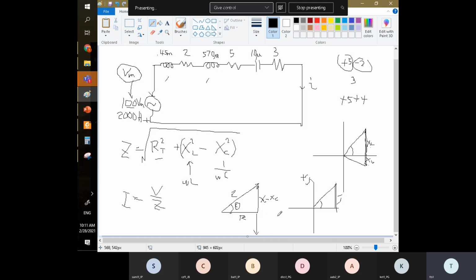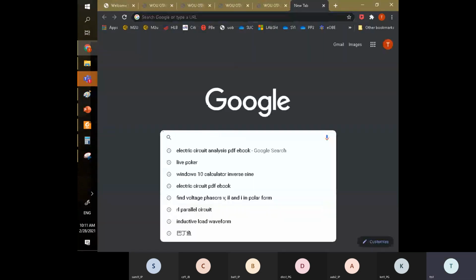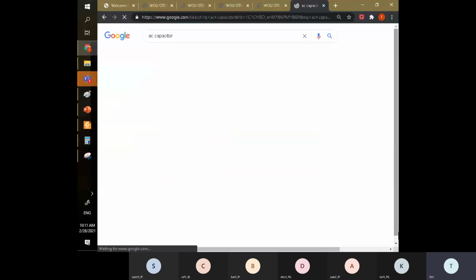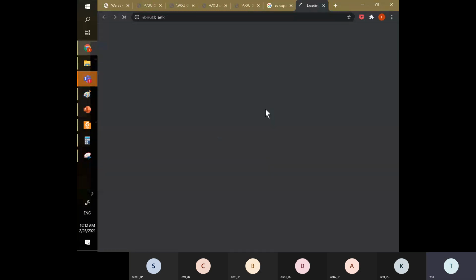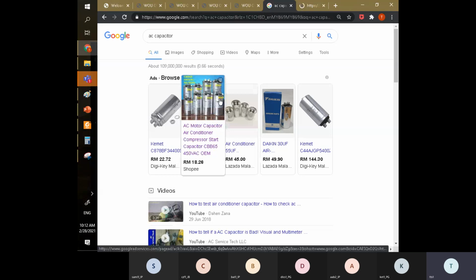It's also true that in the real world, this L is always larger than the C because C is so bulky. I can show you if you go to the website. If you try to find the AC capacitor, you can look at the size, and it's so expensive also, and it doesn't last long also. You see, all these values are in microfarad. I hope you can see, all in microfarad. In micro is already so bulky and so expensive.